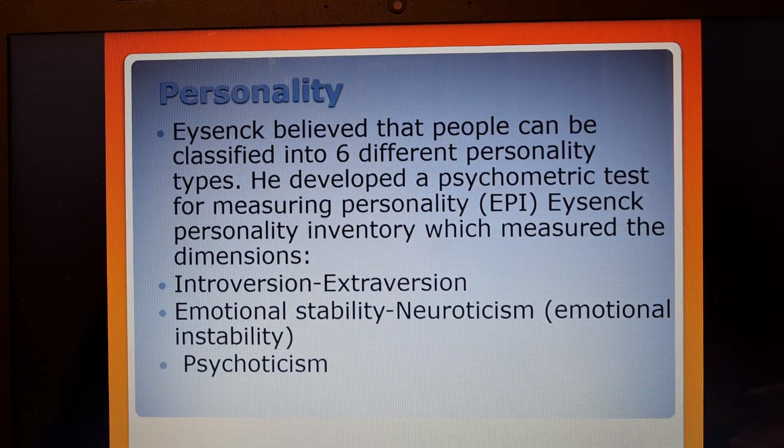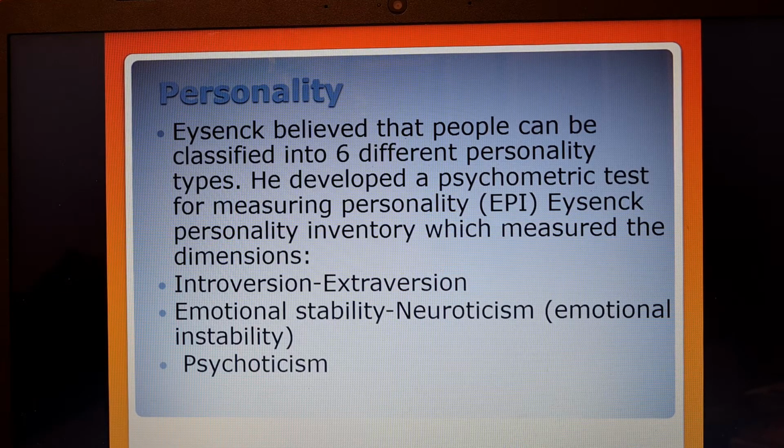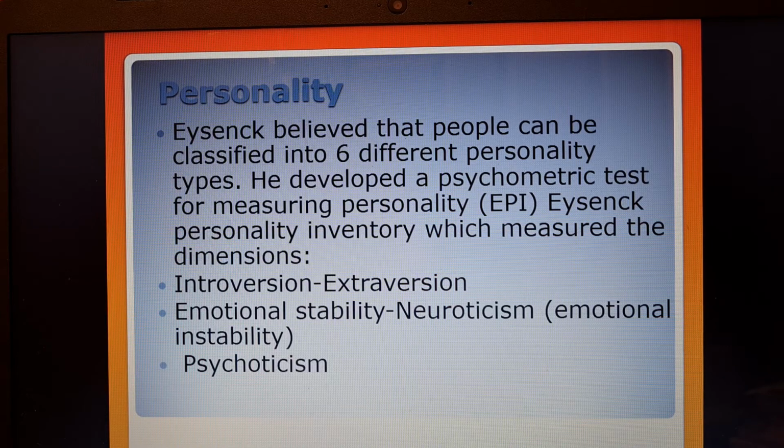Next we've got personality, which does fall under biological theory, because there is some biology behind personality theories relating to the brain. Personality theory was proposed by Eysenck, who believed that people can be classified into different personality types. He developed the EPI, the Eysenck Personality Inventory, and he wanted to measure these traits: introversion, extroversion, emotional stability versus neuroticism, which means emotional instability, and then psychoticism traits.